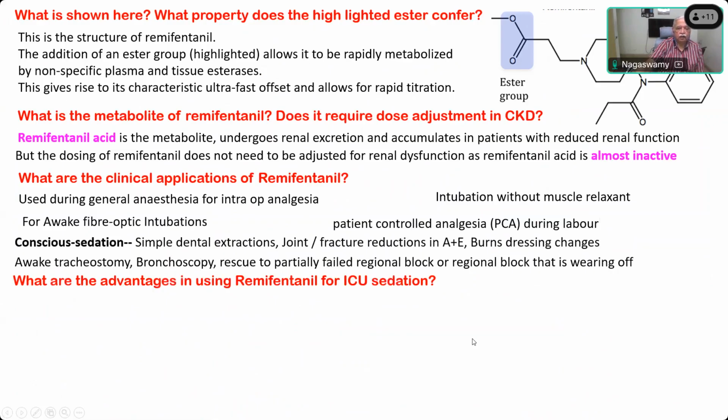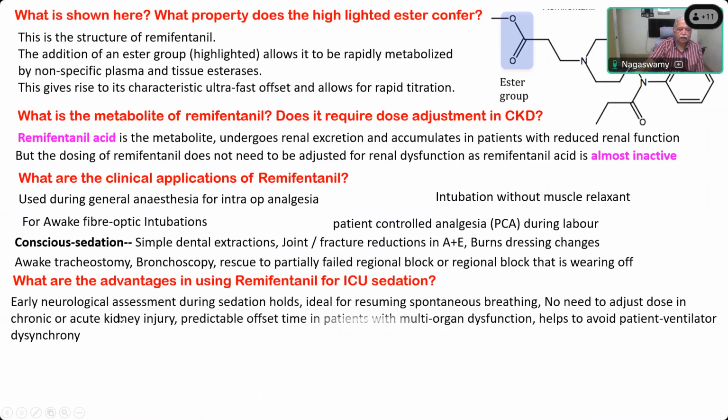What are the advantages in using remifentanil in ICU sedation? Shorter context sensitive half time. Oh, that is the character of that drug. But what is the advantage you gain by that short context sensitive half-life? We can assess the patient.